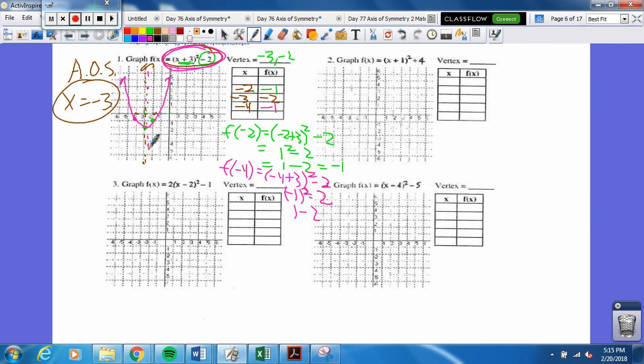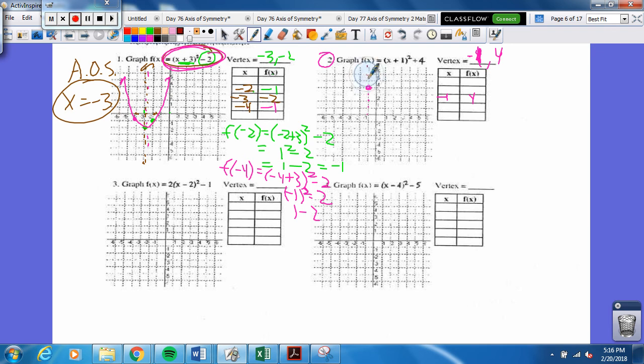Alright, now what I want you to do is I want to see if you can do number 2. What is the vertex? Just find the vertex. Ready, set, pause the video. Yeah, you got it? Okay, so the vertex is negative 1, comma 4. So negative 1, 4. Put it right there in the middle. So negative 1, 1, 2, 3, 4. Boom. Okay. Axis of symmetry, what is that?